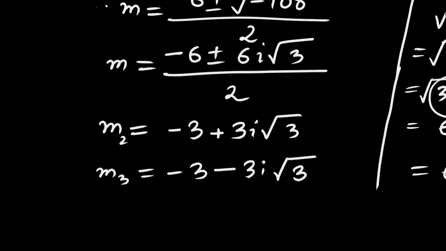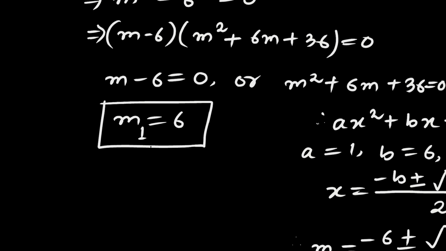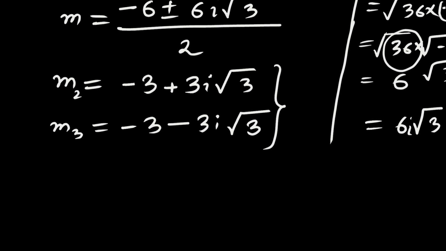So altogether, this equation has 3 solutions. The real solution is 6, and the two complex solutions are negative 3 plus 3i square root of 3, and negative 3 minus 3i square root of 3.